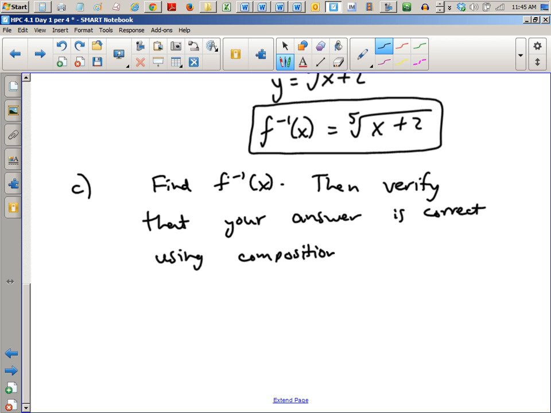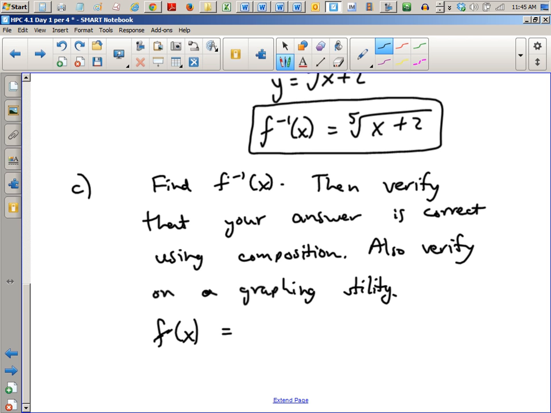Using composition. Also verify on a graphing utility. That means graphing calculator. Okay, so here's f of x, and it's going to be x minus 1 over x plus 2. Now, as a class, we have not graphed these yet.